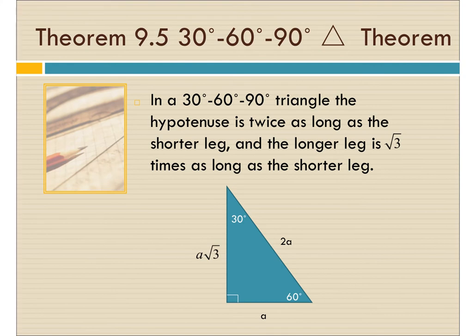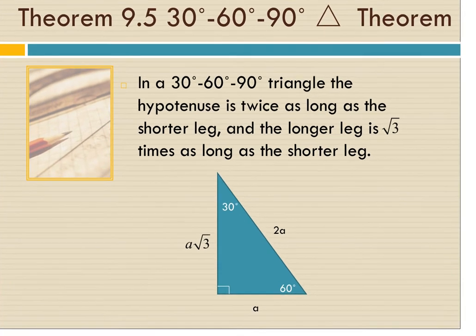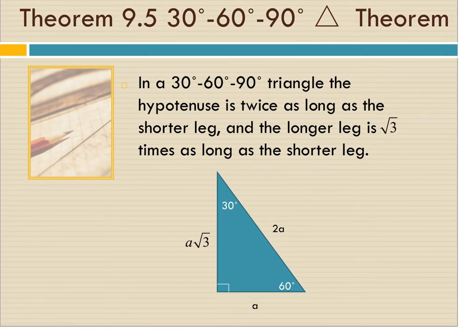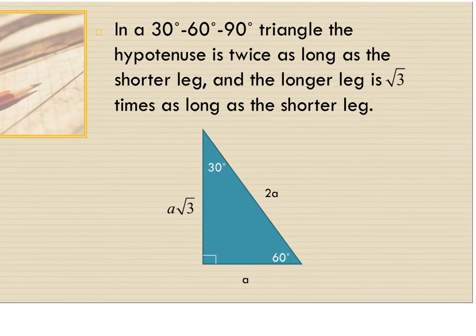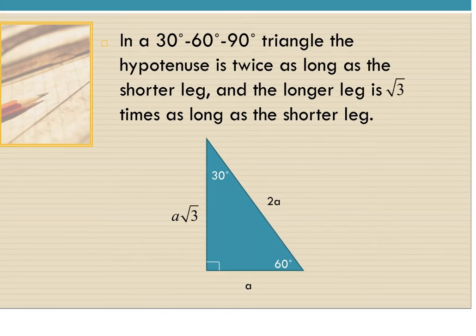The other case that you guys need to know is the 30, 60, 90, okay? In a 30, 60, 90, the triangle hypotenuse is twice as long as the shorter leg, and the longer leg is the square root of 3 times as long as the shorter leg. So what we do in these instances, guys, is we make A the length of the shorter leg. The longer leg will then be A times the square root of 3, and the hypotenuse will be 2 times that shorter leg length, okay?